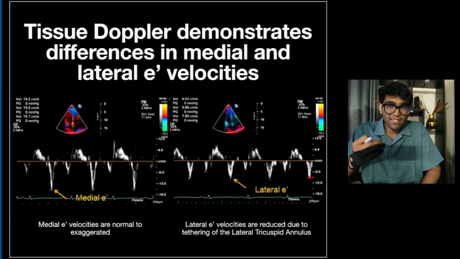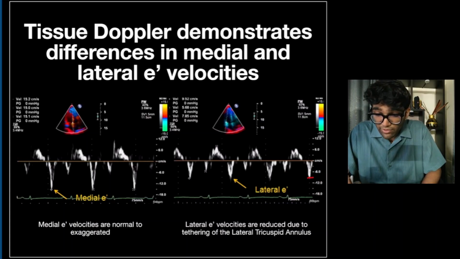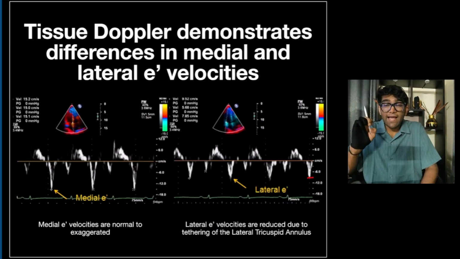So this indicates that the annulus of the atrioventricular valve, mitral or tricuspid, is tethered. Okay, in this case we are checking the mitral valve, so it is actually tethered. No, actually we are checking the tricuspid valve. Okay, so it is actually tethered to the pericardium, indicating there is pericardial fibrosis.